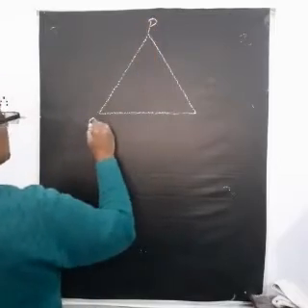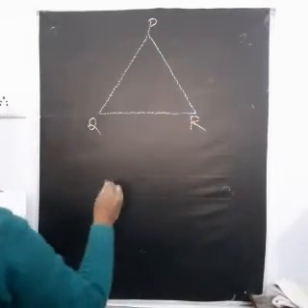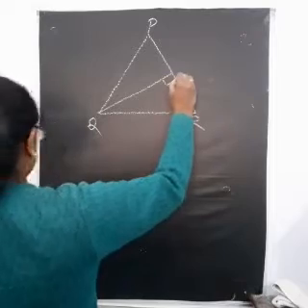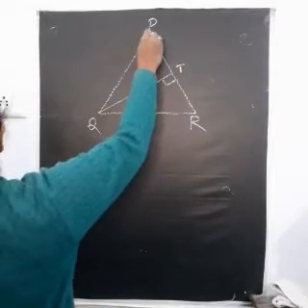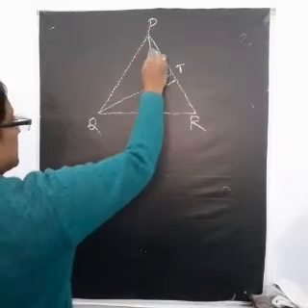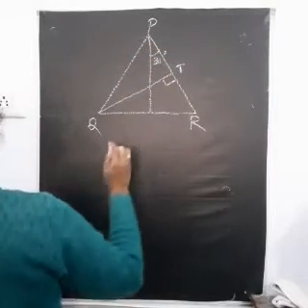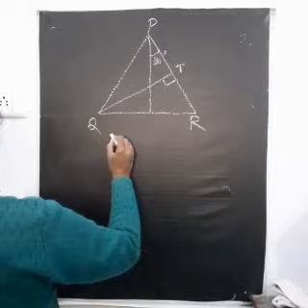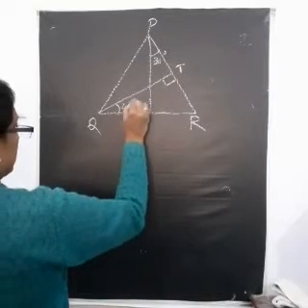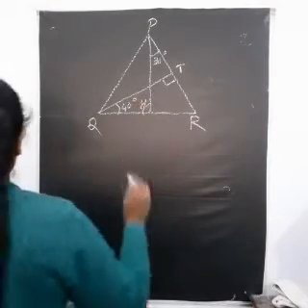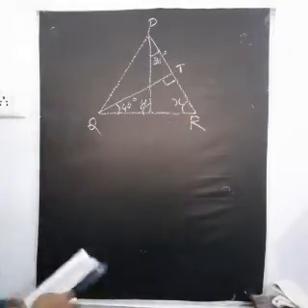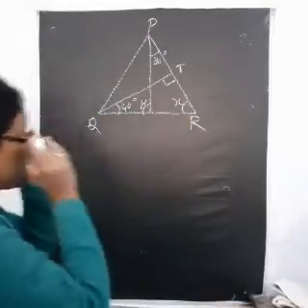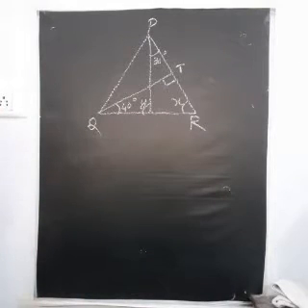P, Q, R, and they have a perpendicular here, 90, T. Right. This is 30 degrees. And here you have 40. This is Y. And here we have X. Okay. So they want us to find X and Y in this sum.